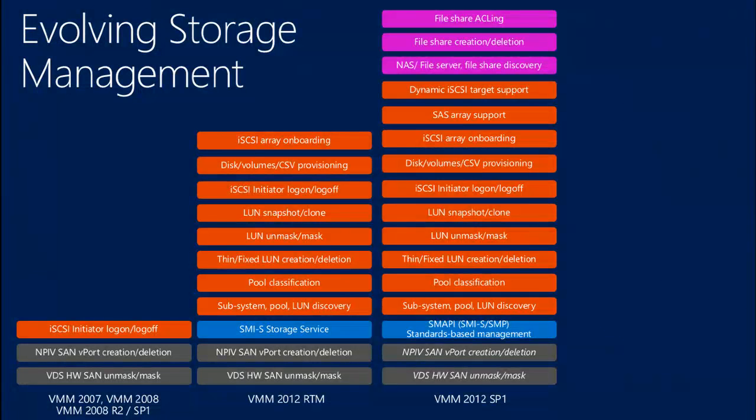Dynamic iSCSI target support, so the EqualLogic arrays or the Microsoft as the target, that's supported. We added support for SAS arrays, and then all of the file server as well. So NAS devices, scale-out file servers, file share creation, and ACLing. So that's up to SP1.